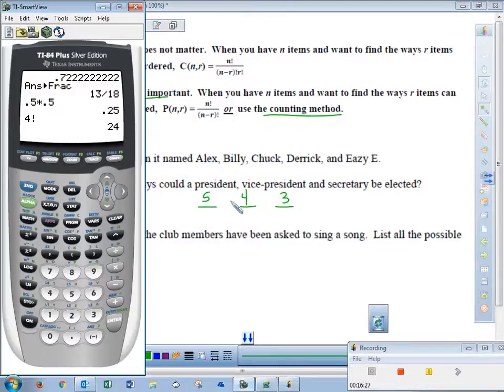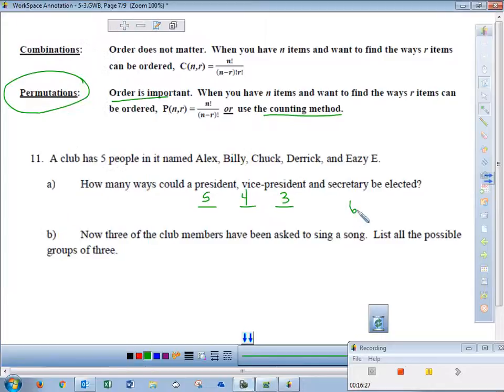So we punch that in. That's 20 times 3, which is 60. So 60 ways. There are 60 different ways that we could elect that. Now, club members have been asked to sing a song, list all the possible groups of 3.